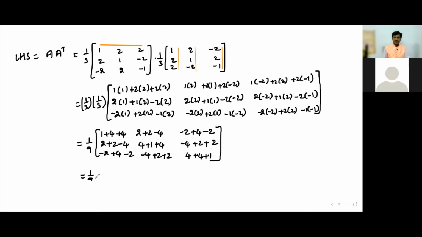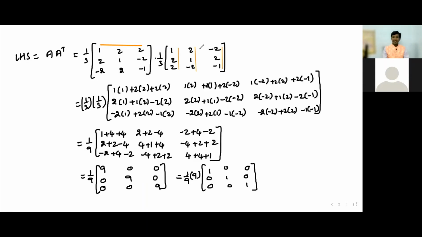Okay, this is equals to 1 by 9 into what we are going to get here. So 1 plus 4 plus 4 it is 9, and 4 minus 4 it is 0, and minus 4 plus 4 it is 0, 4 minus 4 is 0, and 4 plus 1 plus 4 is 9, and plus 4 minus 4 is 0, plus 4 minus 4 is 0, 4 plus 4 plus 1 is 9. We can take 9 common, right? So 1 by 9 into, if you take 9 common, then we get 1 0 0, 0 1 0, 0 0 1.